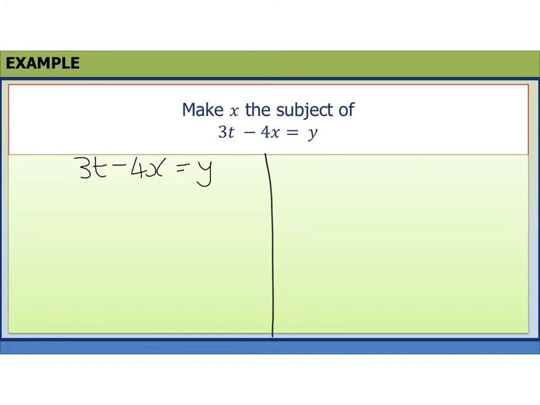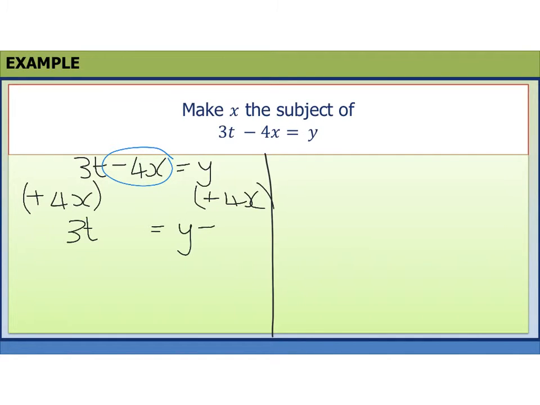So method one is we don't like negatives, so we're going to get rid of the negative term, even though it's the x. So we're going to move this. So I'm going to add 4x and add 4x. Okay, that's moving the negative term. So I've now got 3t is equal to y plus 4x.